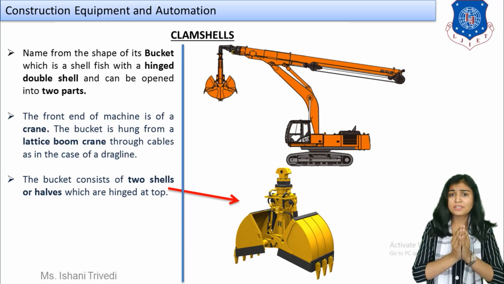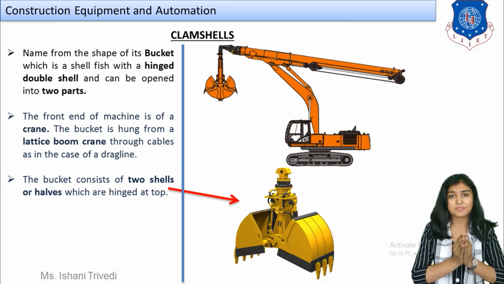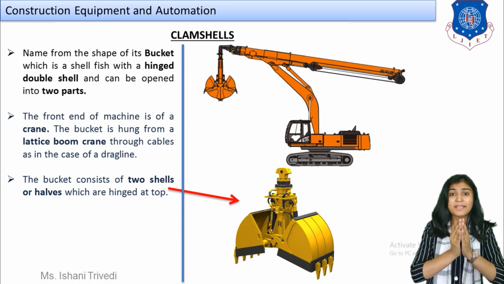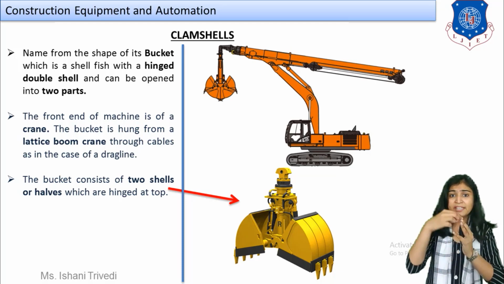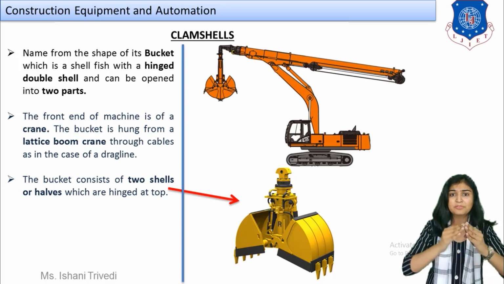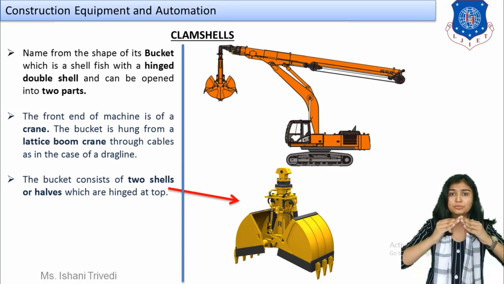So how does the bucket of a clam shell work? The two equal halves, the two equal shells of your clam shell, will be hinged at the top, and with the help of that hinge you will be able to open the clam shell in this manner.